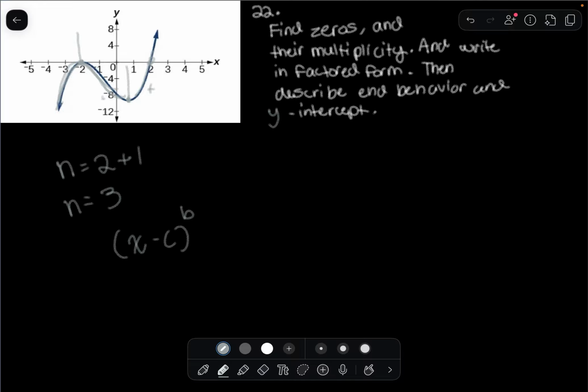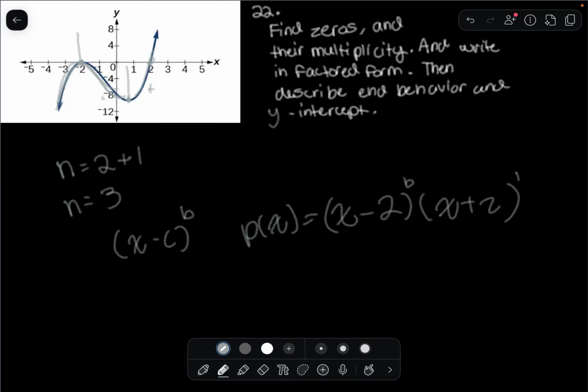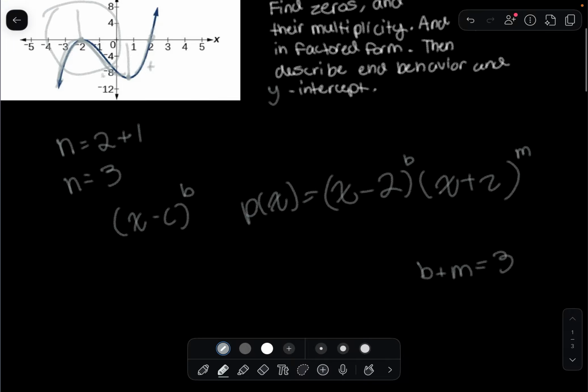So we can now write this polynomial out in factored form. x minus 2, and then x plus 2. Before we move on, let's give each of these exponents a name: let's say that's b, and let's say that's m. And we know that the sum of these has to equal 3. We also know that m, which is our zero right there, has to be even. So it has to be at least 2, and it can't be 4, because our limit is 3.